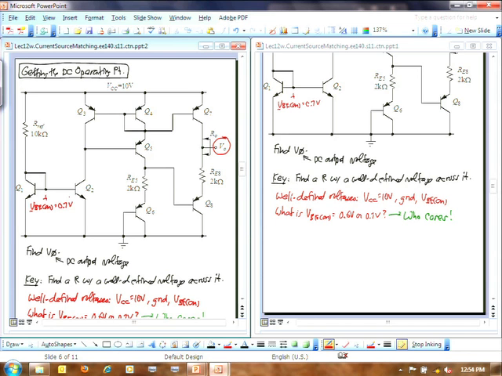That's 0.7 volts. It doesn't matter which transistor I look at. Here's another transistor, another VBE, 0.7 volts. Here's another one, 0.7 volts. All of them are 0.7 volts. Wherever you see a VBE, it is 0.7 volts, or 0.6, whatever you want, but who cares again.